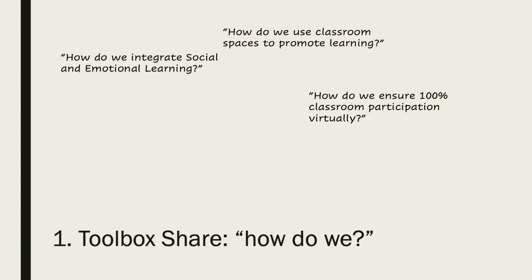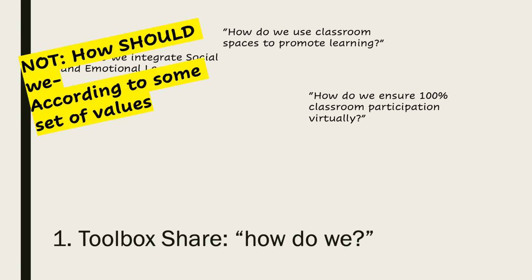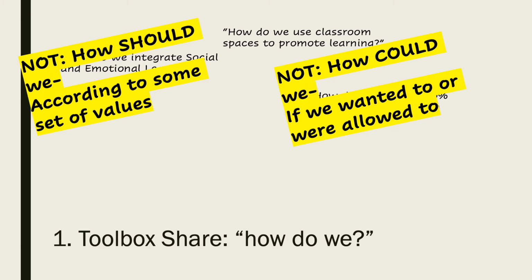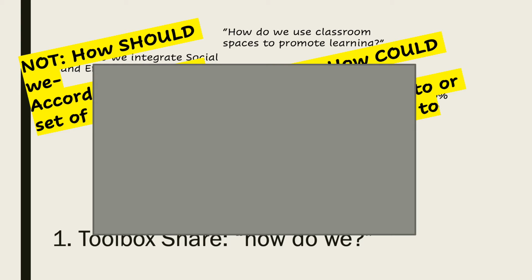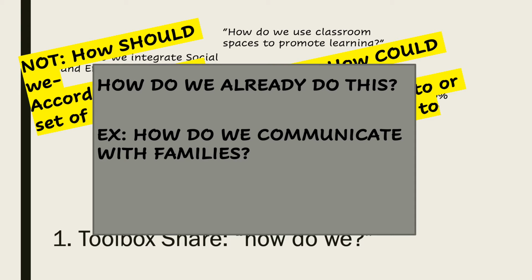It is important to understand that we're not asking questions such as, how should we, according to some set of values, or how could we if we wanted to, or how are we allowed, and not how would we if we were under different circumstances. These are how do we questions, and how do we already do this. Lauren also offers up an example of how do we communicate with families.